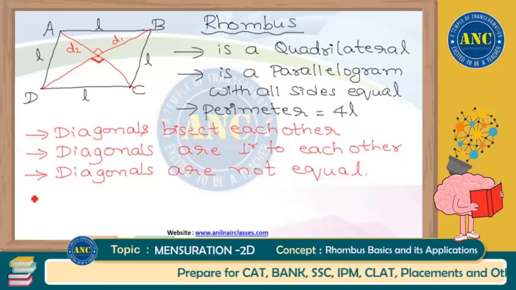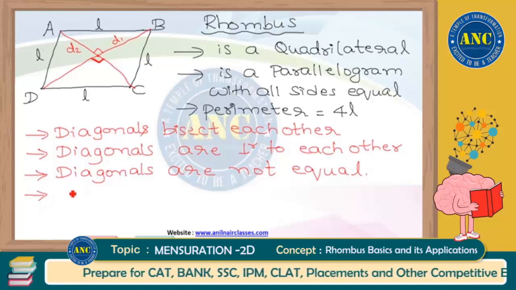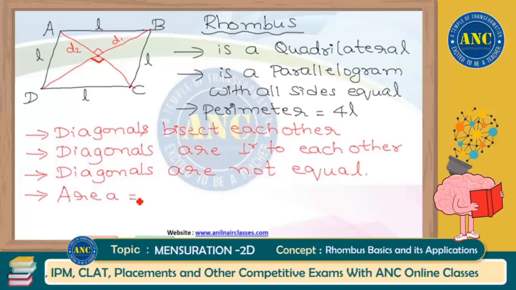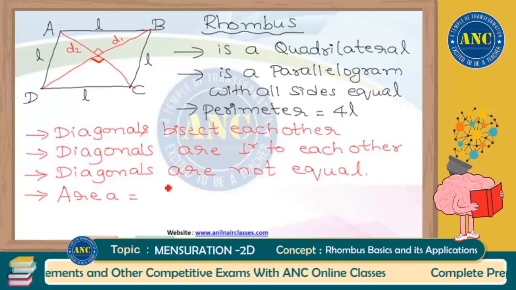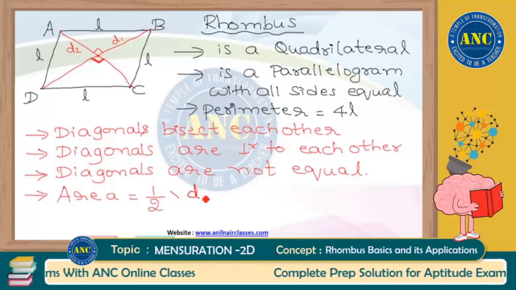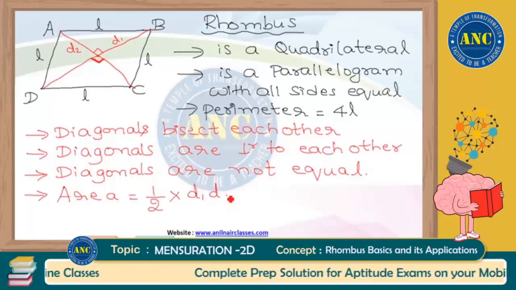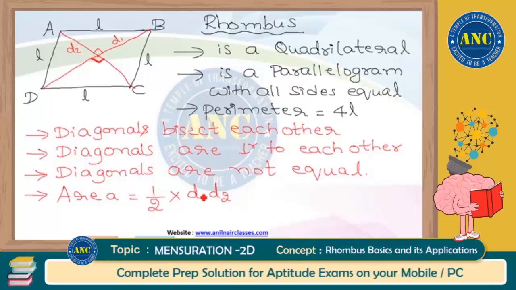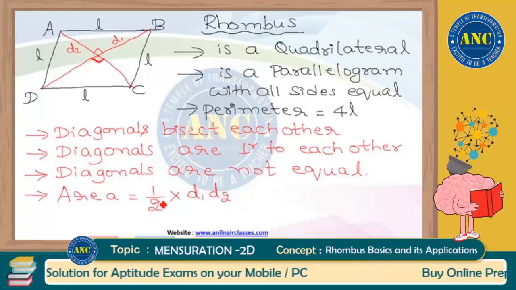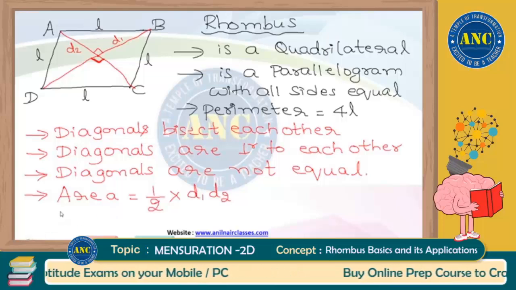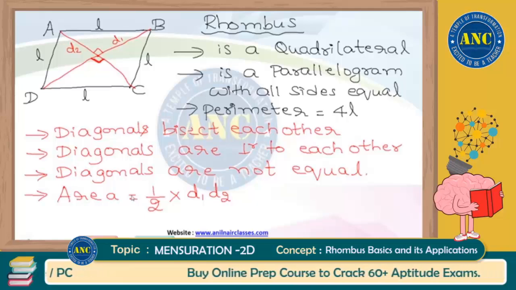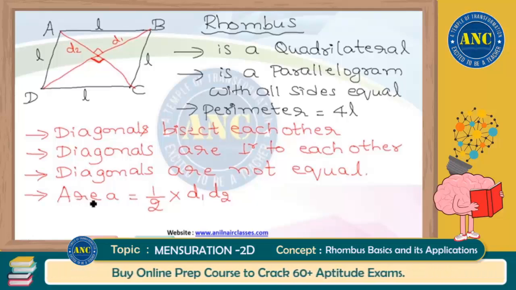Now we already have learned the perimeter of the rhombus. What is the area of this rhombus? I have already taught you the area of this rhombus, and I have proved it also, as half into D1 into D2. D1 and D2 represent the two diagonals of this rhombus. The product of diagonals divided by 2 is the area of the rhombus.